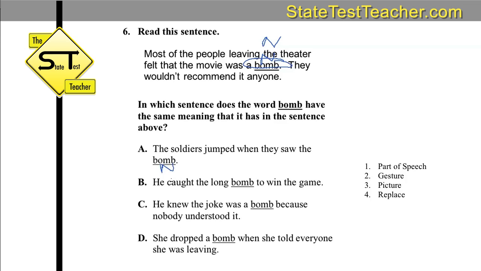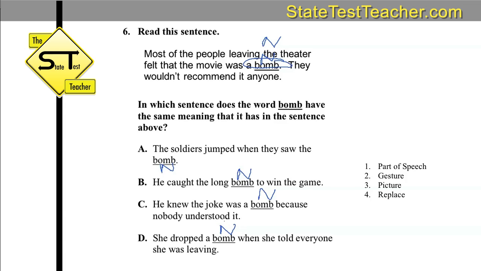Then we go to B. He caught the long bomb to win the game. The word bomb is also used as a noun. Answer C. He knew the joke was a bomb because nobody understood it. In this case, it's also a noun. And D. She dropped a bomb when she told everyone she was leaving. In this case, the word bomb is also used as a noun.